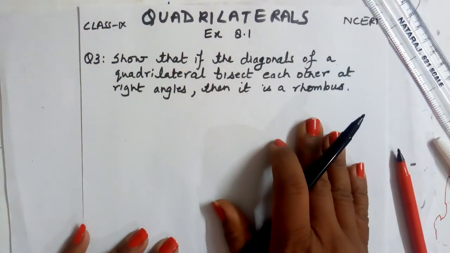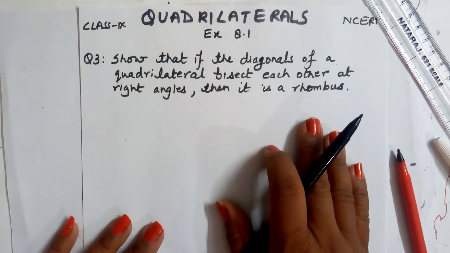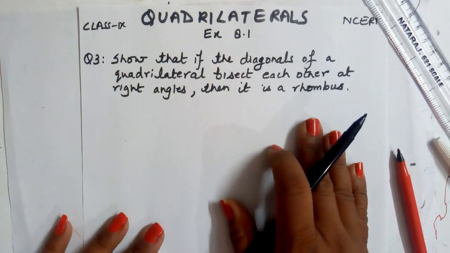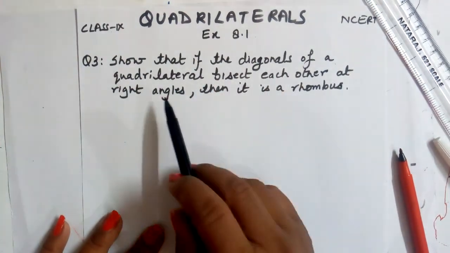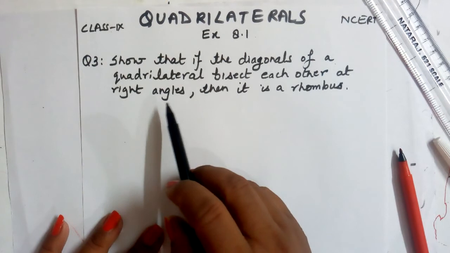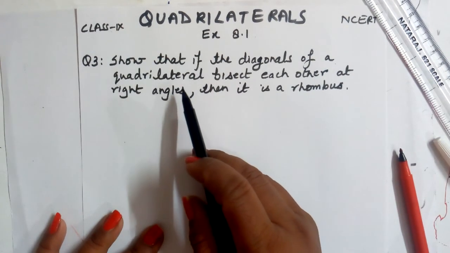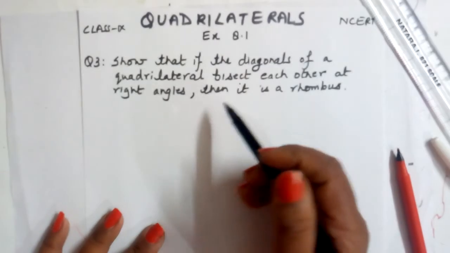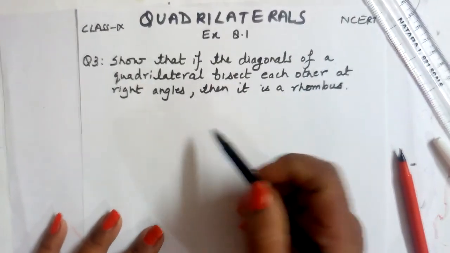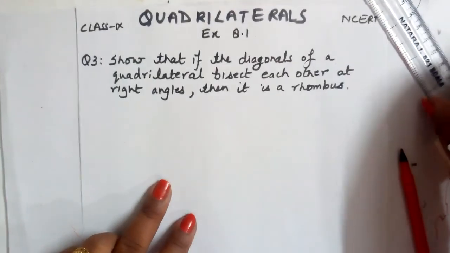Students, this is chapter Quadrilaterals of class 9, exercise 8.1. So this is question number 3. Let's try this question. Show that if the diagonals of a quadrilateral bisect each other at right angles, then it is a rhombus. So in question number 3, it is given that there is a quadrilateral, suppose it is ABCD, and the diagonals are bisecting each other at right angles. We have to prove that the given quadrilateral is a rhombus.